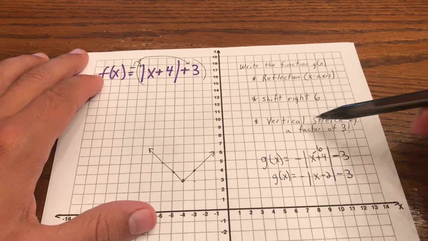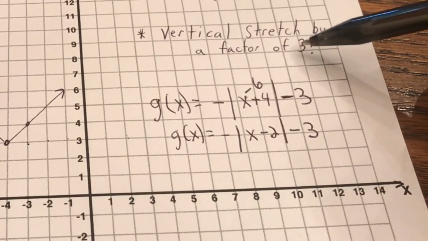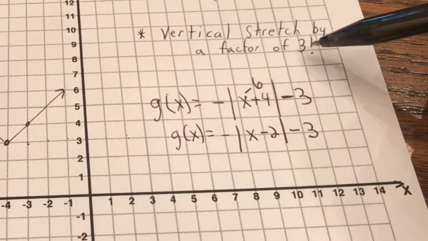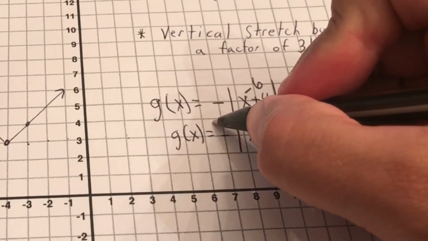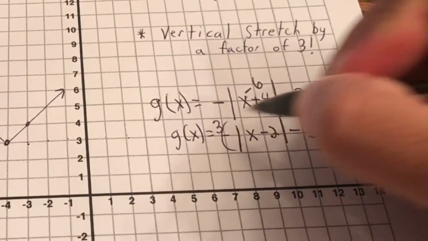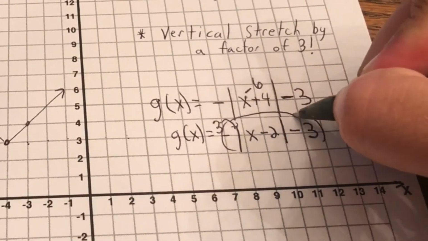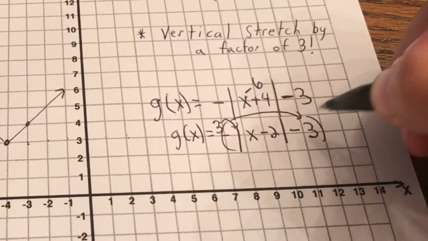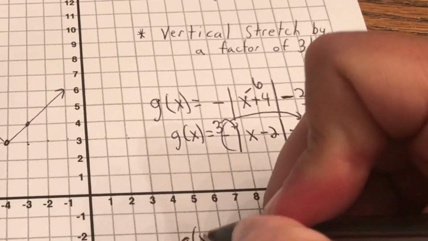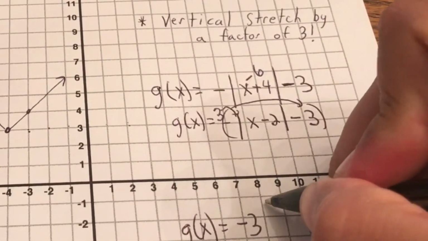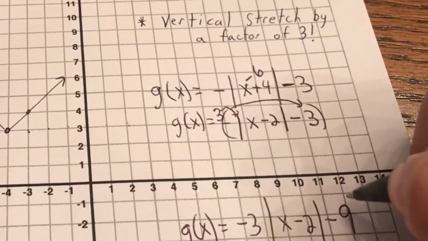Okay, the last thing I want you to do is a vertical stretch. It makes sense that the factor is greater than 1. A stretch is when the factor is greater than 1. We're going to have a factor of 3. So I need to put the 3 out front, and I'm going to multiply 3 times the absolute value. And then I also need to remember, don't forget, the -3 also needs to be multiplied, tripled. So your final rule would be -3 times absolute value of x minus 2, and then -9.